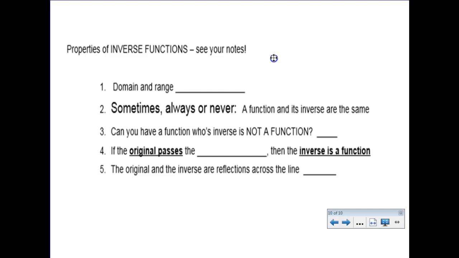All right, some properties of inverses. What happens to domain and range when you look at the inverse in the original function? Aha! Well, think of it this way. When you find an inverse, you switch the x and y. So what do you think is true about their domain and range? They're also switched. Yes, domain and range switched. That's what I'm looking for. And the reason domain and range are switched is because the x and y are switched.